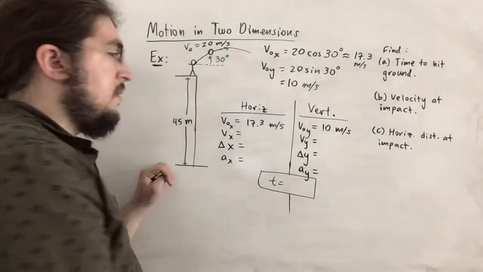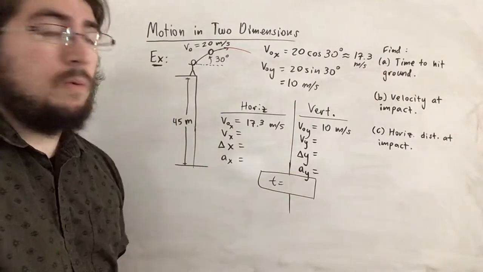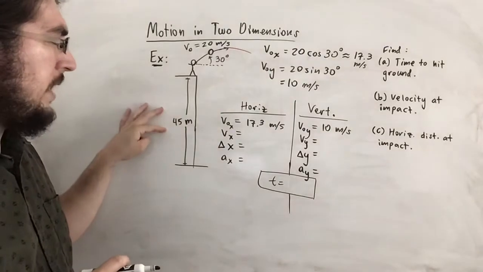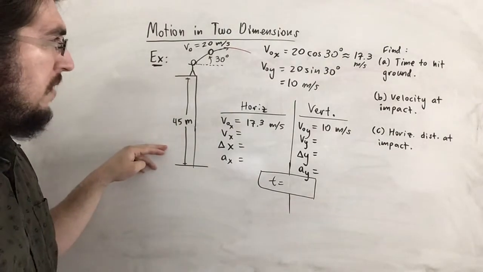Do we know Vy? We don't know Vy. Do we know delta y? We know delta y, kind of. So delta y is what? Is it 45?